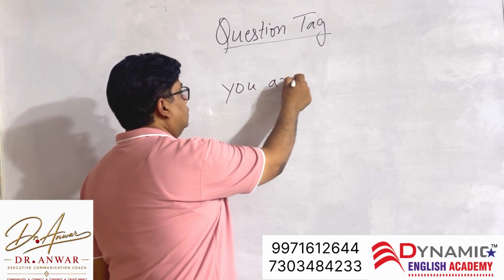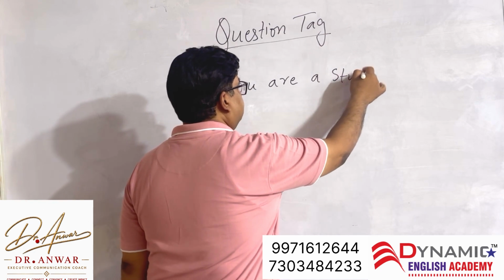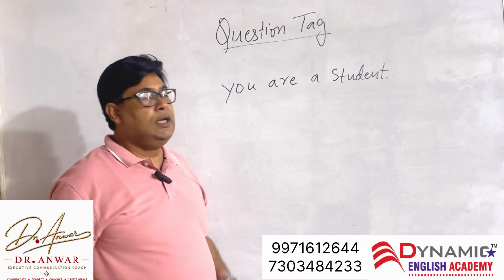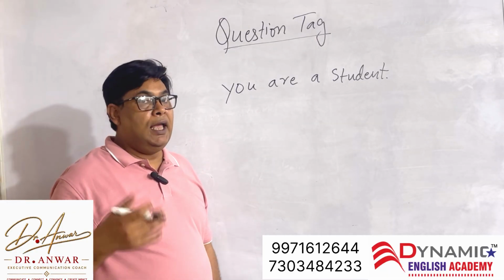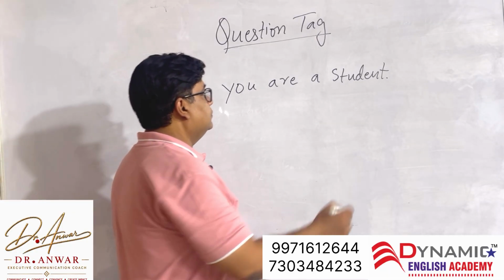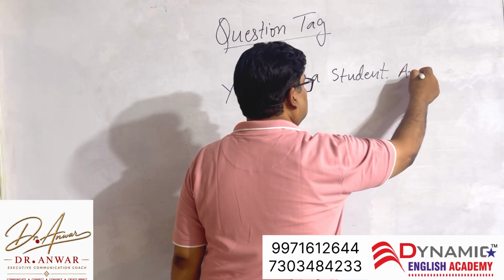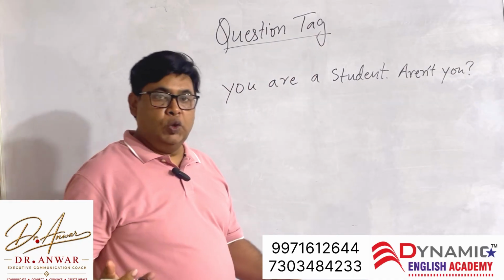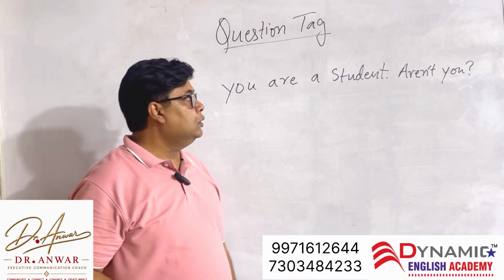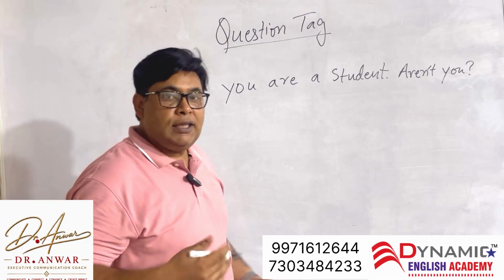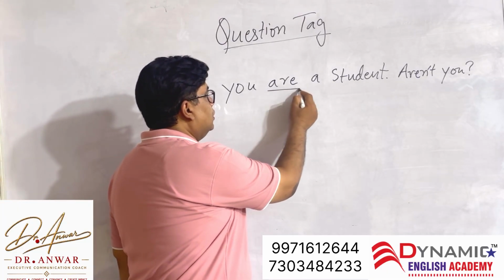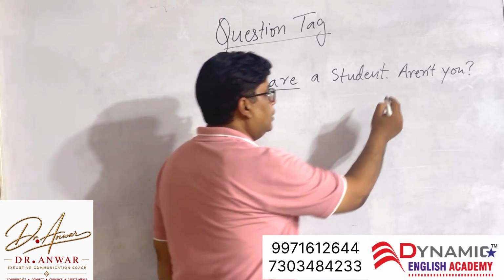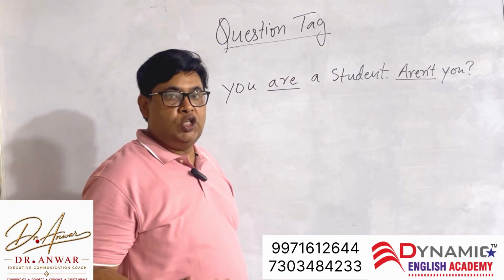You are a student. This is the statement: you are a student. आप एक स्टूडेंट हैं. अब हमें बोलना है कि नहीं, तो हम बोलेंगे aren't you. Aren't you means are not you. अब ये बनाते कैसे हैं? This sentence has are as a helping verb, so we make negative here and we say aren't you.